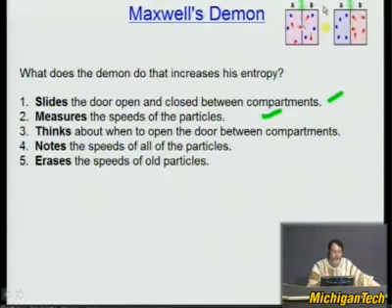That requires some minimal energy. I know the human brain takes a lot of energy; you need to eat in order to think. Maybe noting the speed, writing down the speeds of all the particles in some way. Has to be recorded in some way. Maybe that does it. Maybe erasing the speed of old particles. Maybe that's what does it. What is the demon doing to increase his energy and entropy?